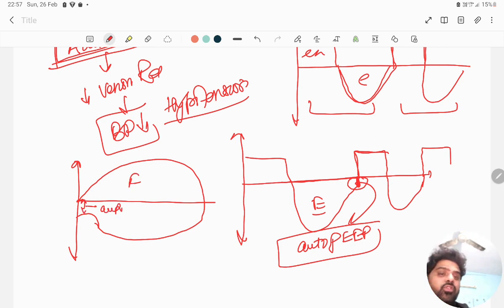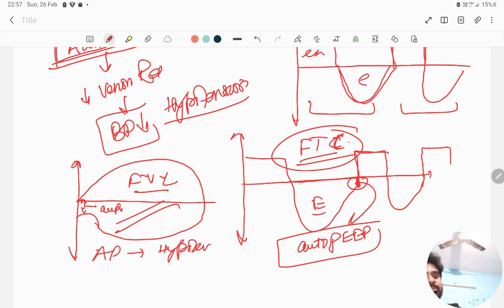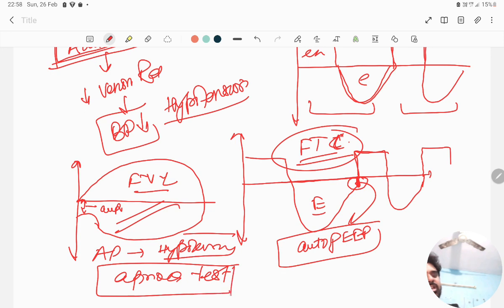So this is a flow volume loop. This is the flow time loop. In both of them, you can easily diagnose auto-PEEP. Now, we know that auto-PEEP can cause hypotension. So there is something known as the apnea test. With the help of the apnea test, you can diagnose auto-PEEP.